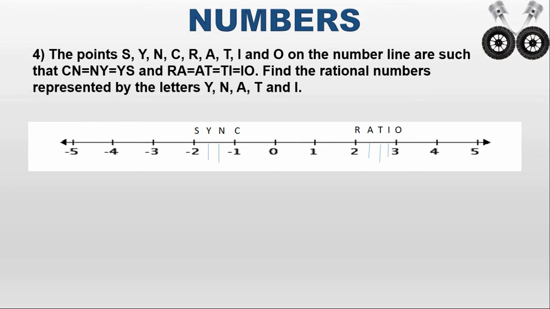So what is the problem given here? There is a number line. In that number line, 9 characters are marked. For that you have to write the rational numbers. In that, two conditions are given. The first condition is CN equals NY equals YS. That means the numbers between -1 and -2 are divided into 3 equal parts. Another condition is given: RA equals AT equals TA equals IO. That is, between 2 and 3 it is divided into 4 equal parts.